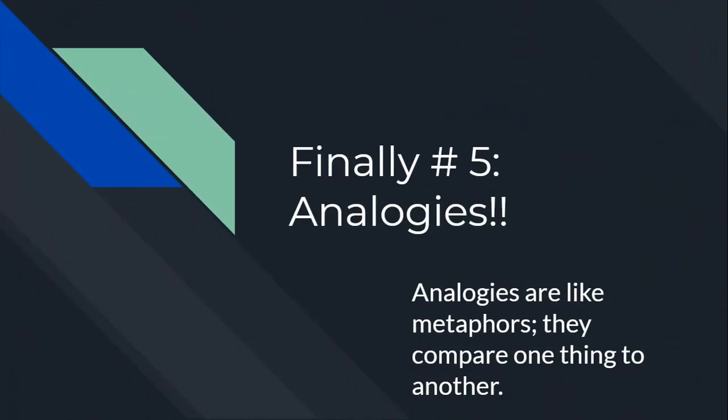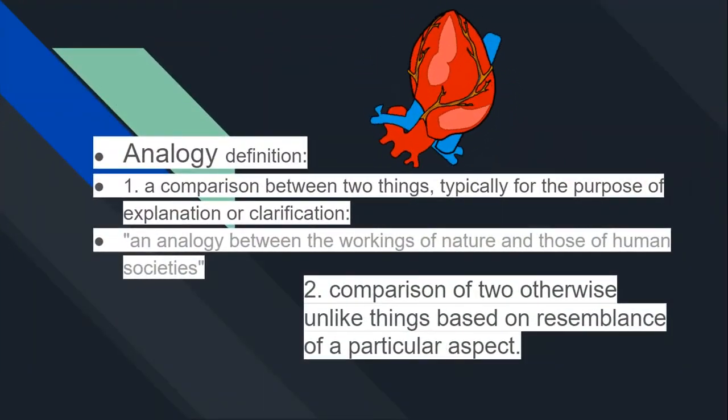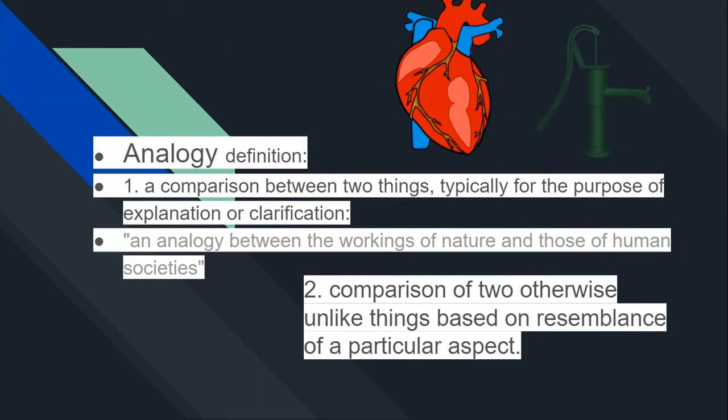Finally, number 5, analogies. Analogies are like metaphors. They compare one thing to another. And I just used a simile there, didn't I? Anyway, analogies are lots of fun. The definition is a comparison between two things, typically for the purpose of explanation or clarification, like an analogy between the workings of nature and those of human societies, or the analogy between this heart and this water pump. Oftentimes the two things being compared are pretty much unlike each other, but they're based on a resemblance of a particular aspect.